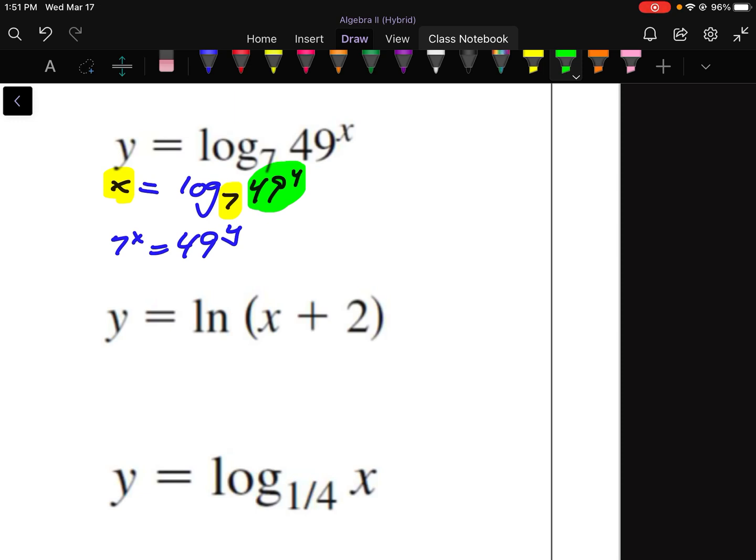Goodness. So now we could potentially write these. So now we have to solve for y. This trick we actually had to use last unit, but I want these bases to be the same. So instead of 49, I could write it as 7 squared. 7 squared is 49. And then again, don't forget about that y. So 7 to the x equals 7 to the 2y.